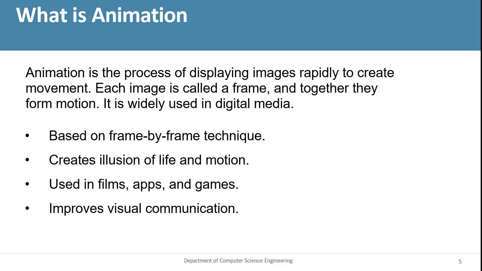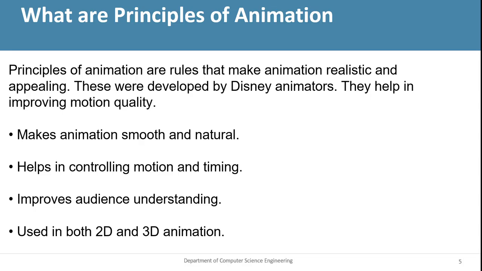What is animation? Animation is the process of displaying images rapidly to create movement. Each image is called a frame, and together they form motion. It is widely used in digital media. Based on frame-by-frame technique. Creates illusion of life and motion. Used in films, apps, and games. Improves visual communication.